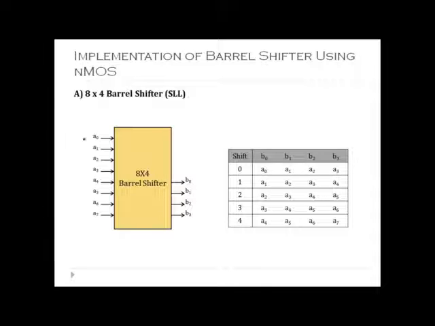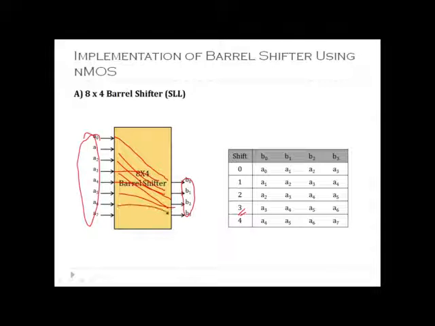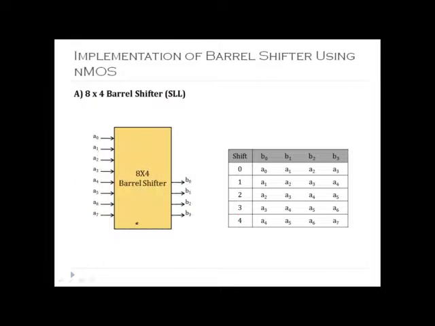So here you can see there are 8 inputs A0 to A7 and there is a 4-bit output B0 to B3. Now for 0 shift, A0 will be directly applied to B0, A1 will be applied to B1, A2 will be applied to B2 and A3 will be applied to B3. And so on. Let's see one more example for the shift by 3 operation. A3 will be applied to B0, A4 will be applied to B1, A5 will be applied to B2, and A6 will be applied to B3. Right? So that's a simple operation. This is a simple truth table to understand.